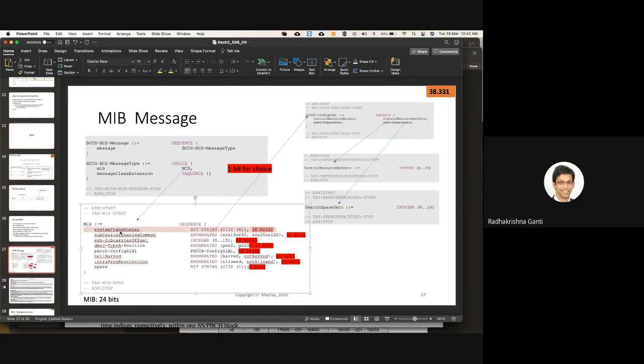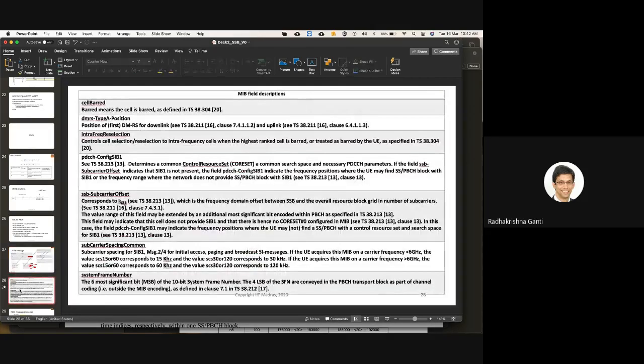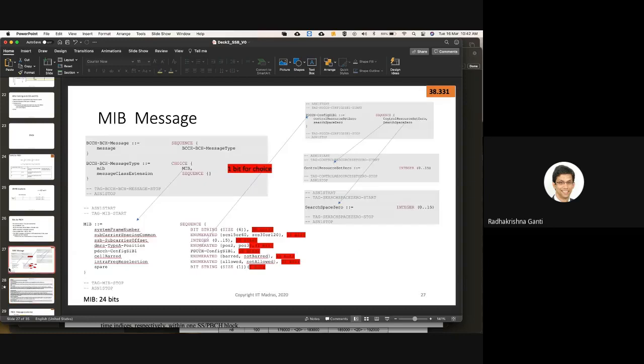Then it also has system frame number. If you look at the system frame number, I told you the frame number is 10 bits. It goes from 0 to 1023. Only 6 bits are present here. The system frame number MSB 6 bits are present here.